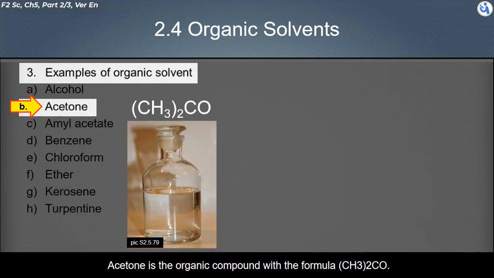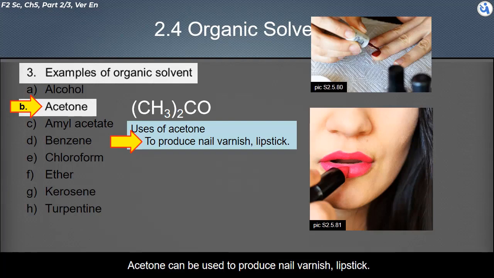Acetone is the organic compound with the formula (CH3)2CO. It is a colorless, volatile, and flammable liquid. Acetone can be used to produce nail varnish, lipstick.